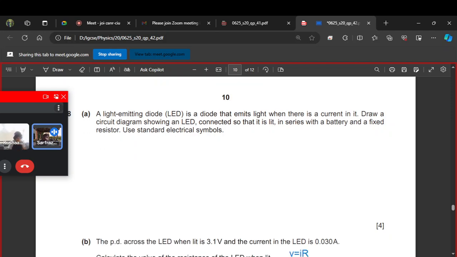Okay. Next question says that a light emitting diode (LED) is a diode that emits light when there is a current in it. Draw a circuit diagram showing an LED connected in series with a battery and a fixed resistor. Use standard electricity symbols. So, how will you draw it?